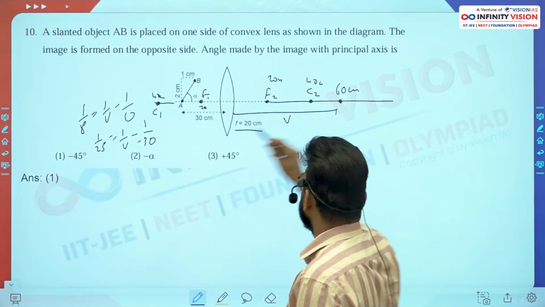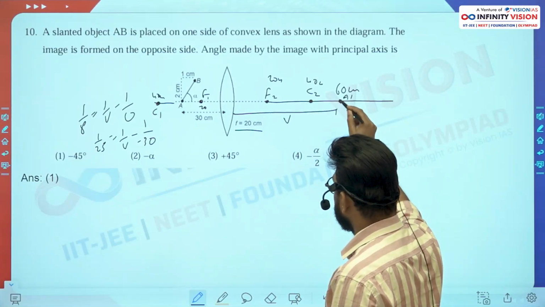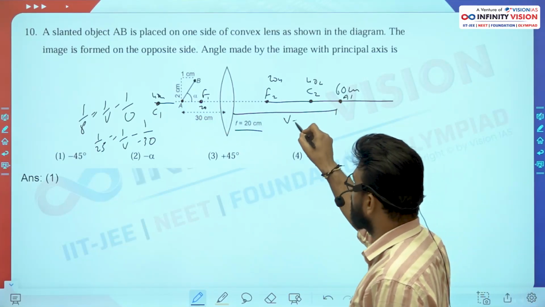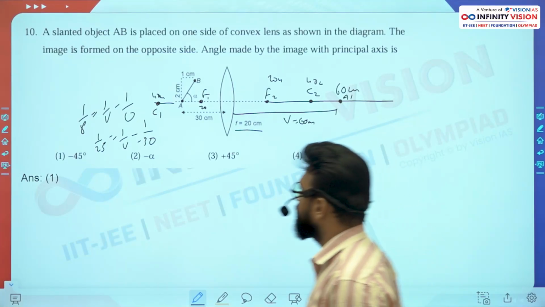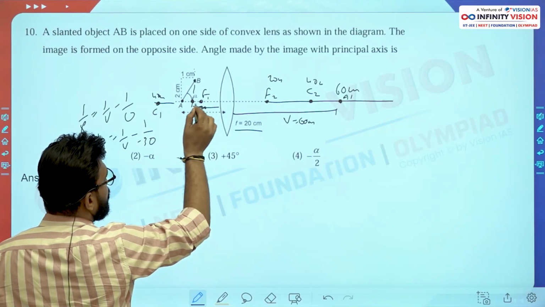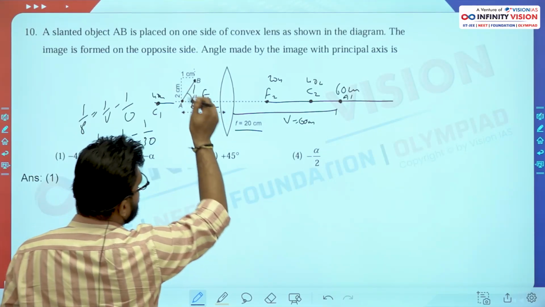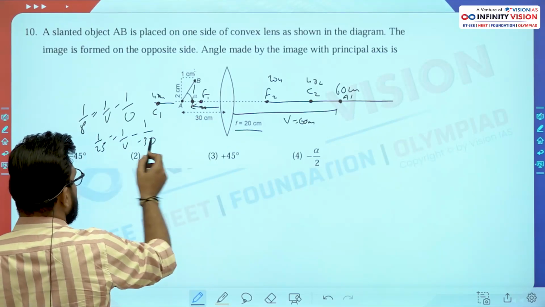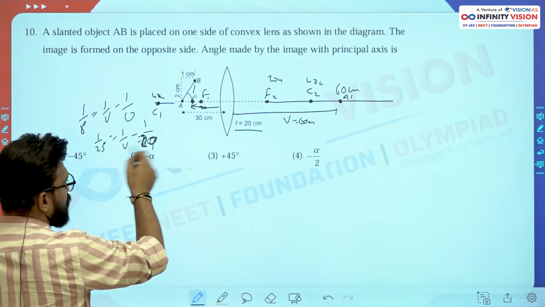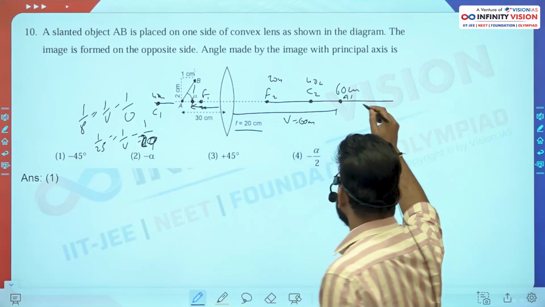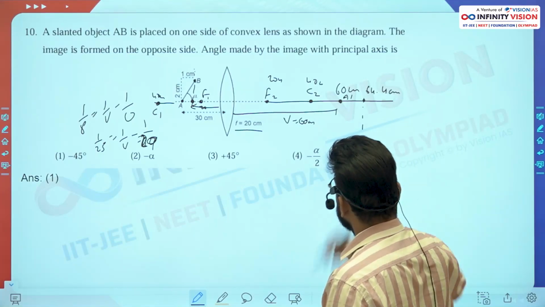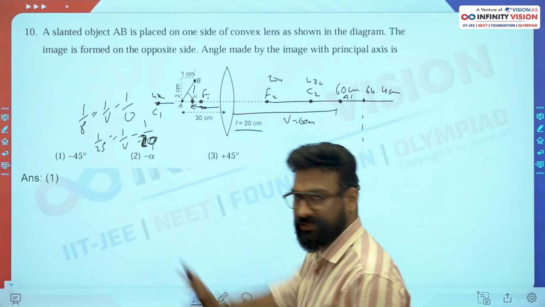So the point A would have an image A dash. This point would have its image at a distance of 60 centimeter. Again, now for point B, it is at a distance of 29. When it is 29, again you have to calculate the V. V comes out to be 64.4 centimeters. Solve it using minus 29, you will get the same answer.